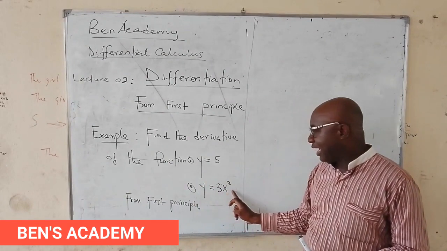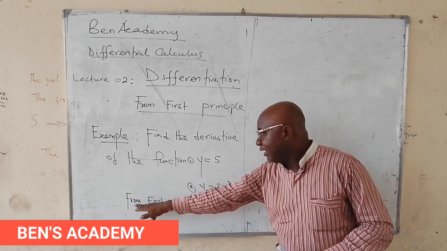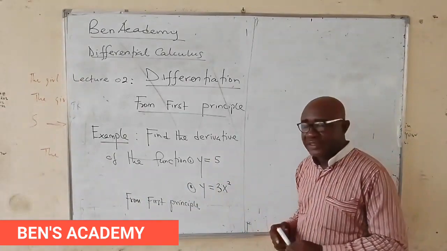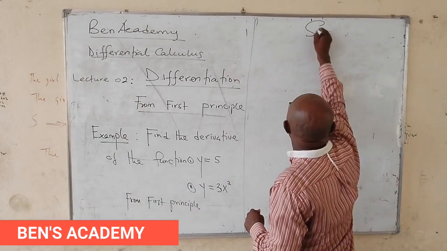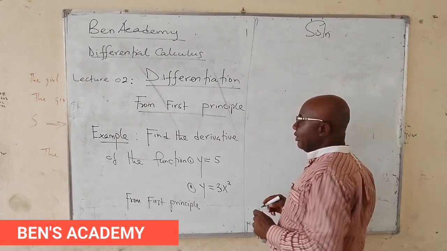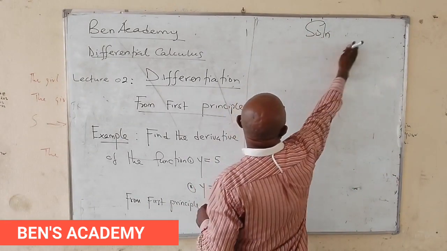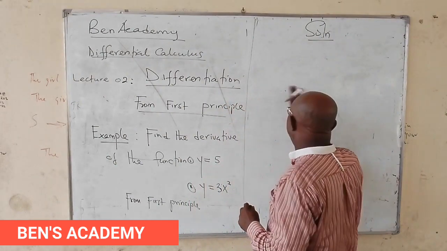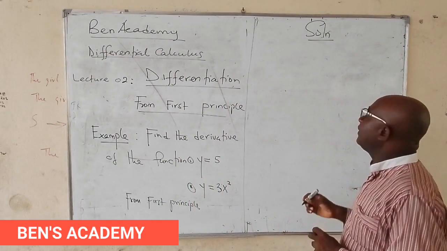Y equal to 3x squared. And we are told to differentiate it from first principle. We'll start. We have the solution. Again, that means we take the formula or the definition of the derivative from first principle.